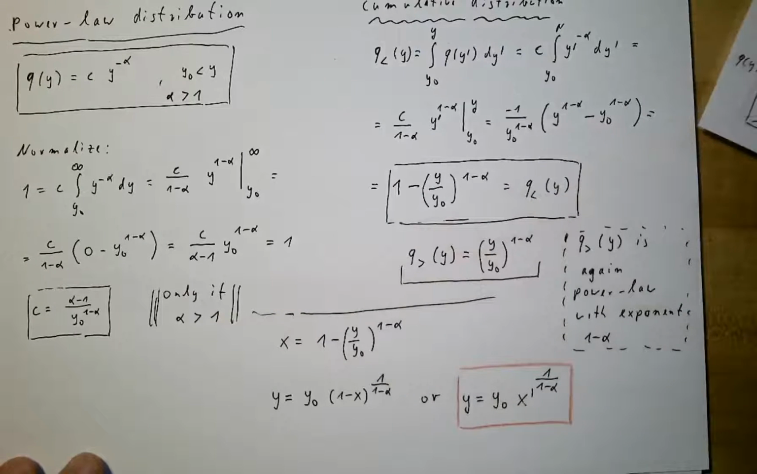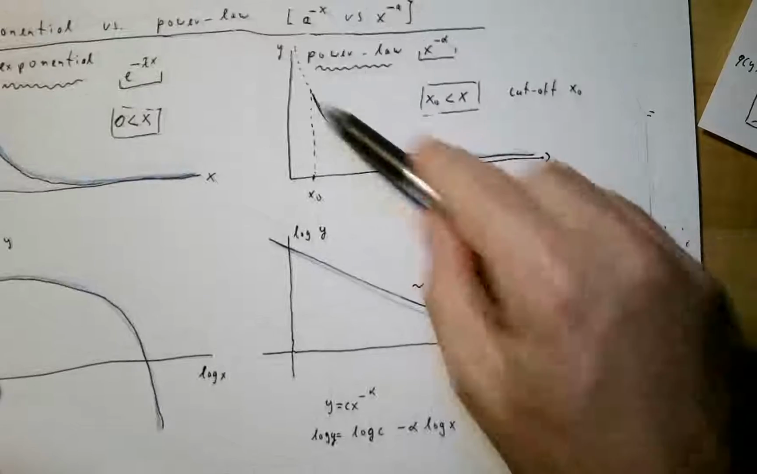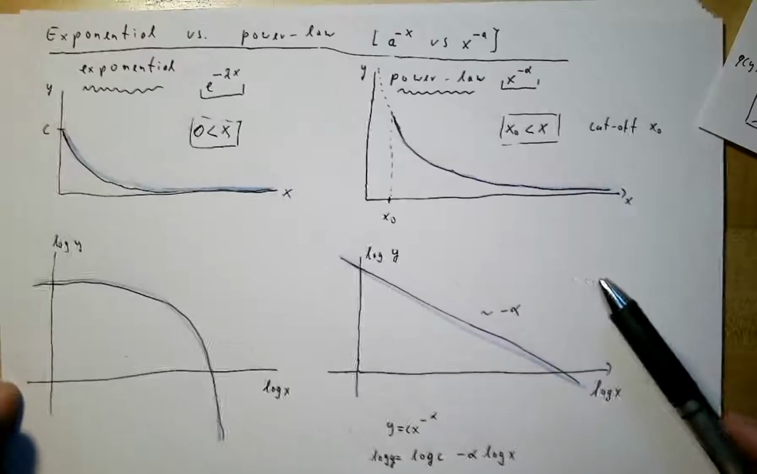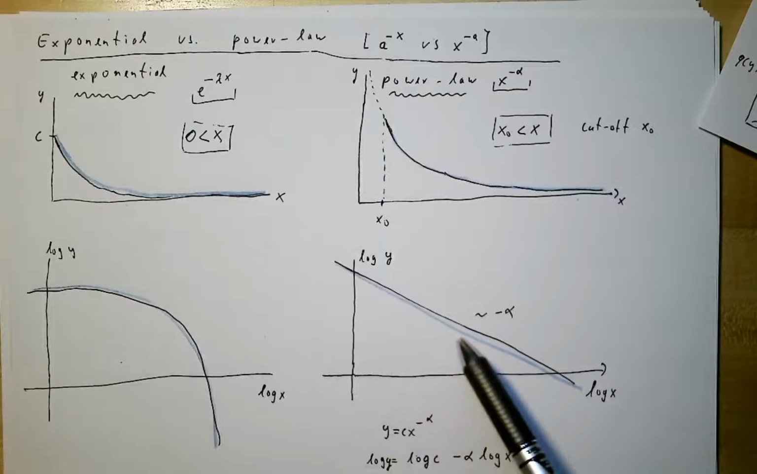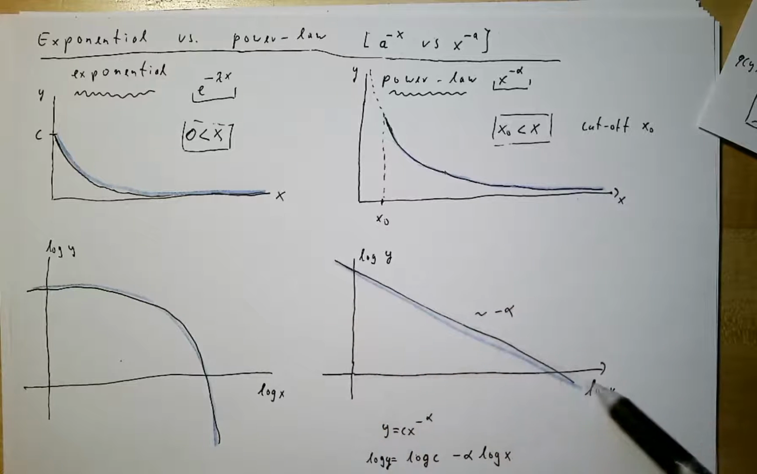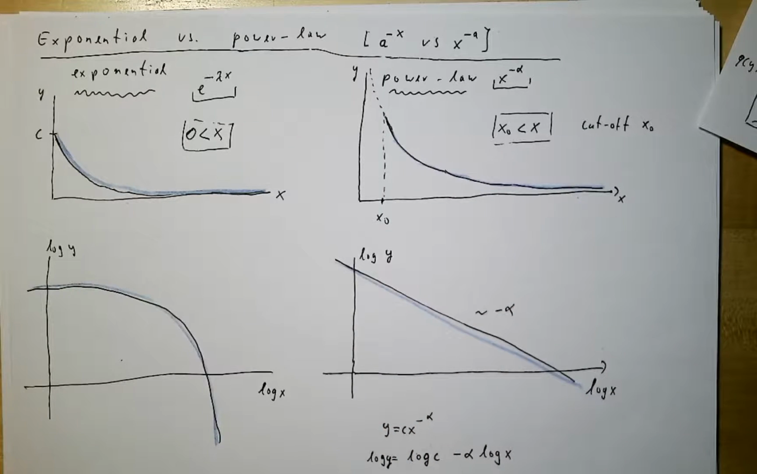So now we know, we have some first insights into the algebra of power law distributions. We know how to normalize them, we know the cumulative distribution, we know how to generate them, and we have some first idea how they look like, and we see some deviations from the exponential distribution. And this interesting fact is that they are linear on a log-log scale, and this will be very important later.